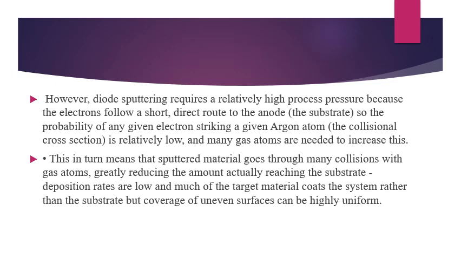This in turn means that sputtered material goes through many collisions with gas atoms, greatly reducing the amount actually reaching the substrate. Deposition rates are low, and much of the target material coats the system rather than the substrate, but coverage of uneven surfaces can be highly uniform.